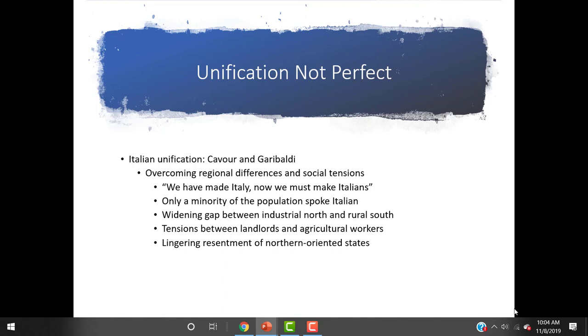Italy has been made, but now we must make Italians, because only a minority of Italians ever spoke Italian. Because of being overrun by other countries, they spoke French and Austrian and all these other different languages. There was a widening gap between the industrial north and the rural south that had always been around and is still around today. There was the tension between the landlords and the agricultural workers, of course, and, of course, the lingering resentment of the northern-oriented states against the South.